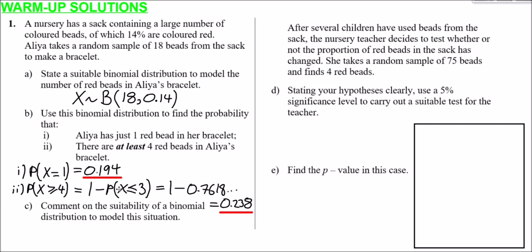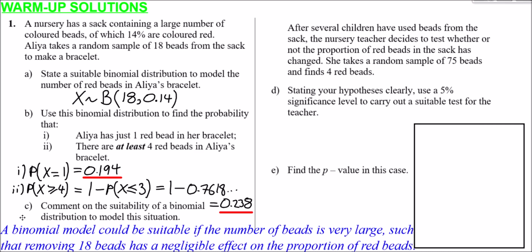So it's a bit awkward to word. This is the best I could come up with. I'm not saying this is perfect by any means. So I'd say something like a binomial model could be suitable if the number of beads is very large, such that removing 18 beads has a negligible effect on the proportion of red beads still inside the bag. Something along those lines should pick up the mark for you.